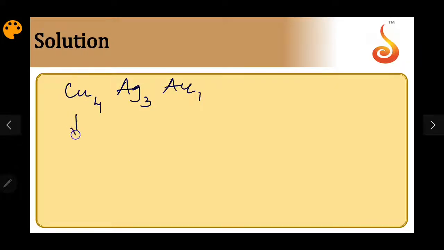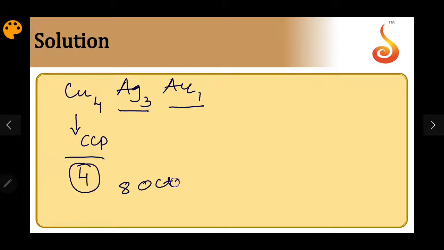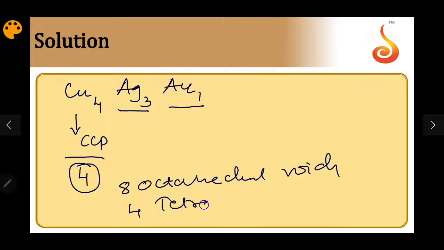So this is CCP, so 4 is fine. Now 3 and 1 are given. What are the possibilities? So this can be in octahedral voids, this can be in tetrahedral voids, or vice versa. So there are 8 tetrahedral voids and 4 octahedral voids.